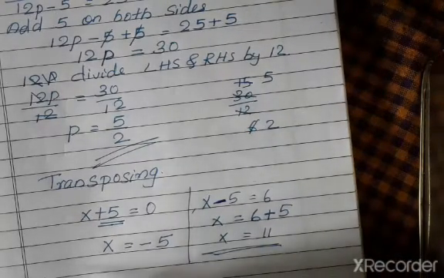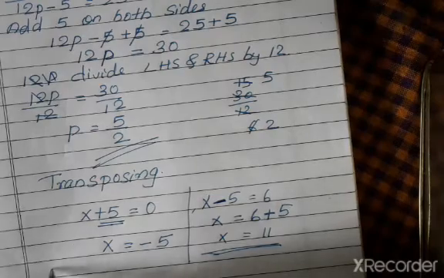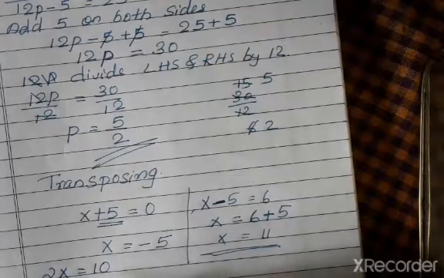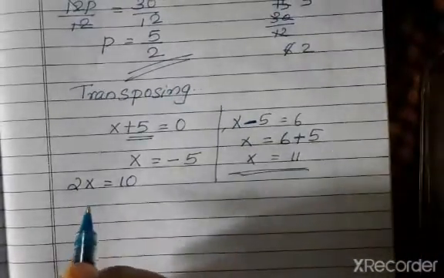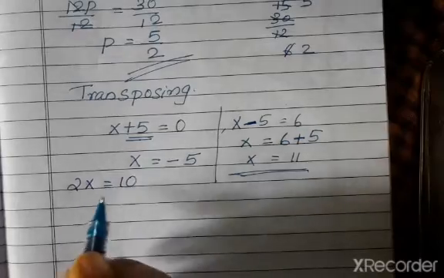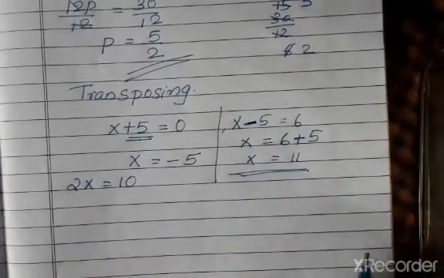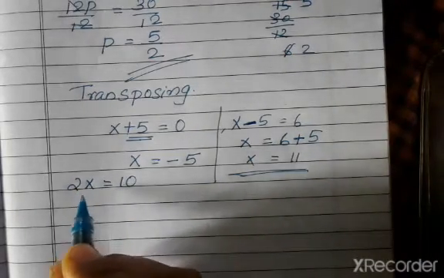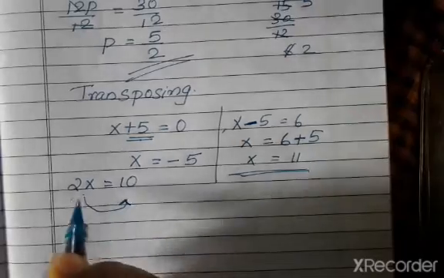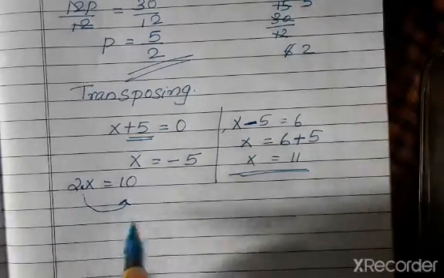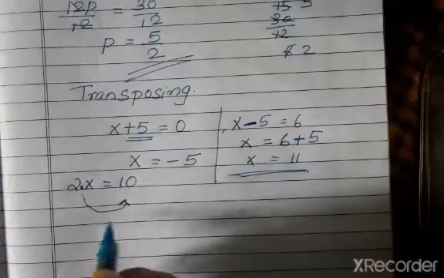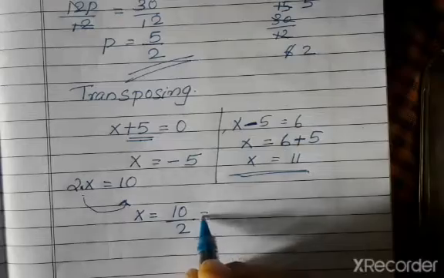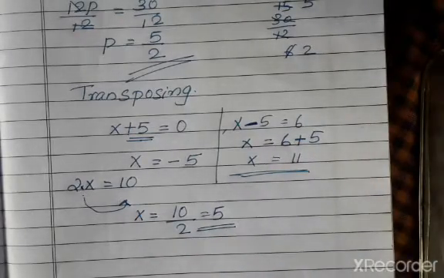Clear? And if a number is multiplying on the left side, that is 2x is equal to 10, so 2 into x is 2x. When it changes the side, that is, when it goes from left side to right side, this multiplication will become division. Then x is equal to 10 by 2, that is equal to 5. Okay, is it clear, children?